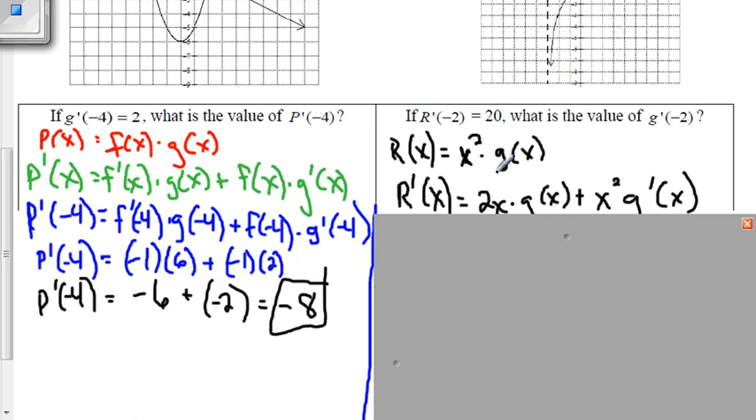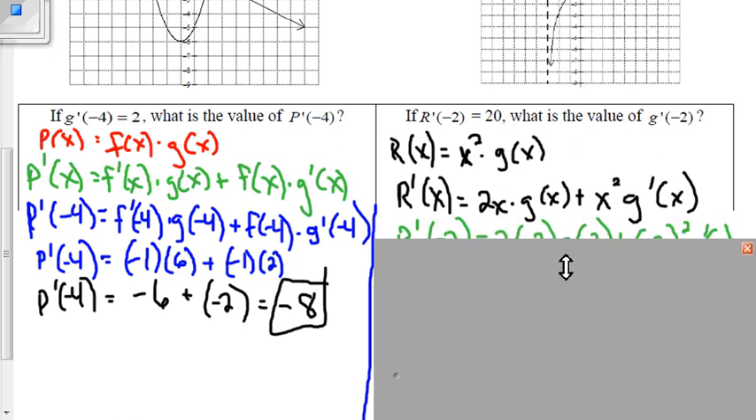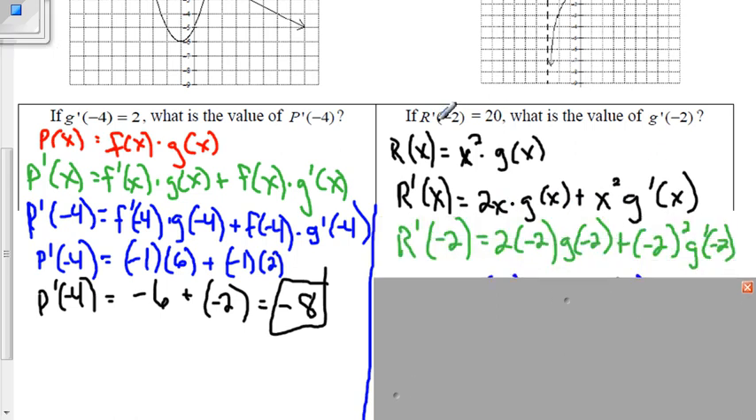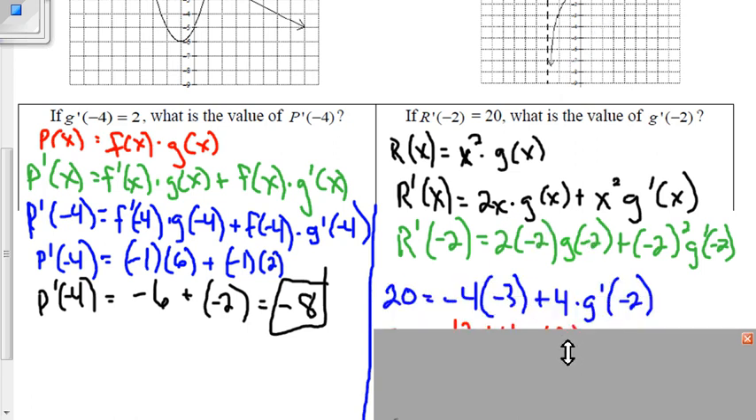Same thing over here. Product rule: the derivative of the first times the second plus the first times the derivative of the second. We're trying to find when x equals negative 2. So let's substitute: every place I see x, I substitute in negative 2. So 2 times negative 2 is going to be negative 4. G of negative 2, look up in the graph, and we get negative 3. Negative 2 squared is positive 4. And then g prime of negative 2, I don't know. That's going to be my one unknown.